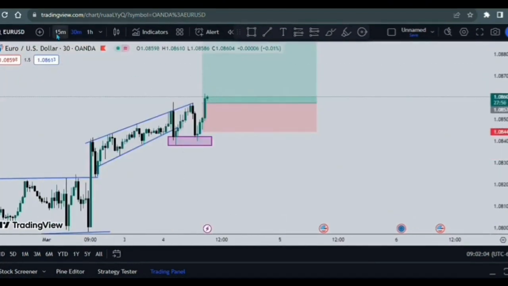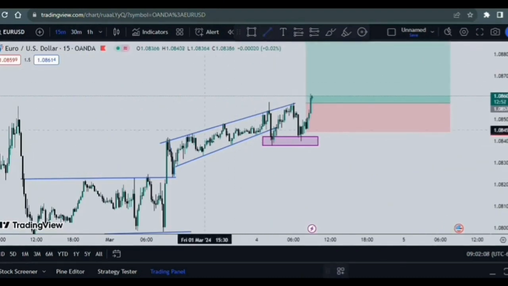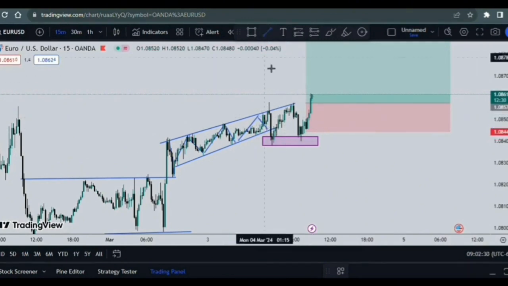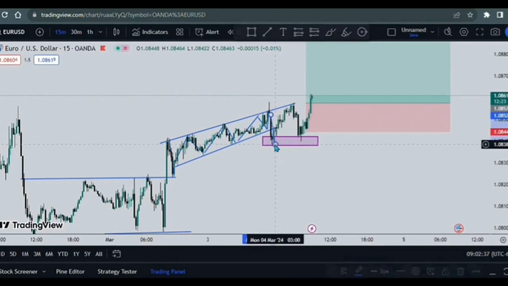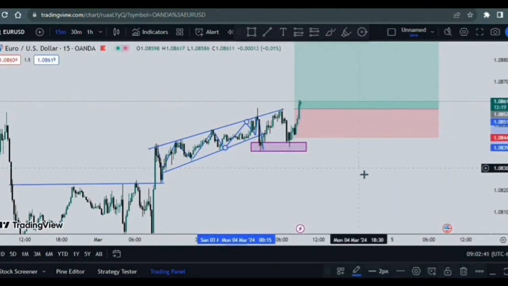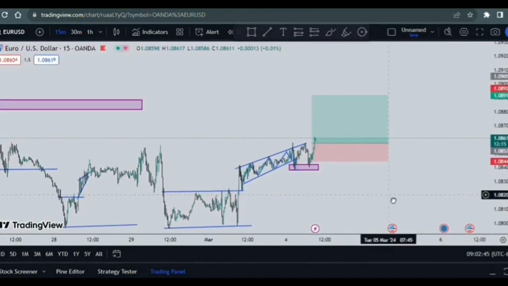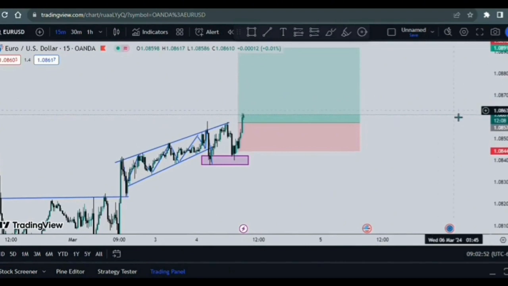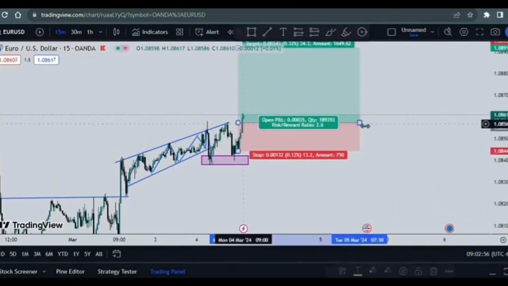So guys, if we go back to the 15 minutes time frame, you can see a trend. The market formed a trend. As you can see, a higher high, a higher low, a higher high, and a higher low. As you can see, in price, this is the fake breakout. So at this point, I'm expecting to go long on EURUSD. So let's see how the market plays.